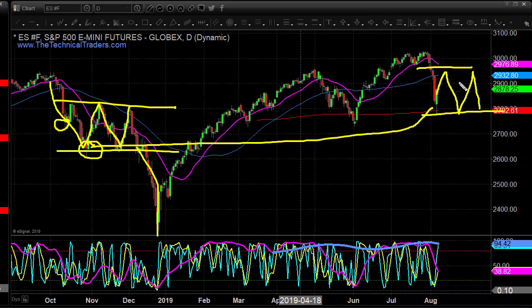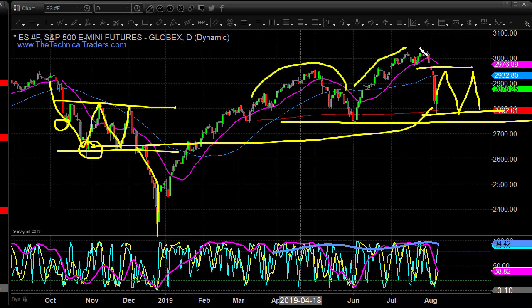So that's what we're looking for. We are into this kind of potential topping phase. You could argue there could be a shoulder ahead.